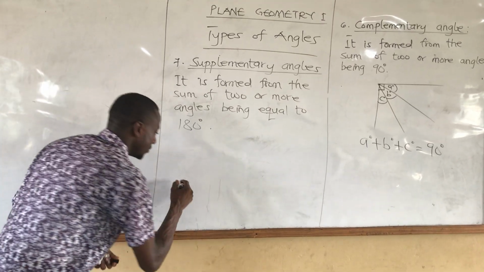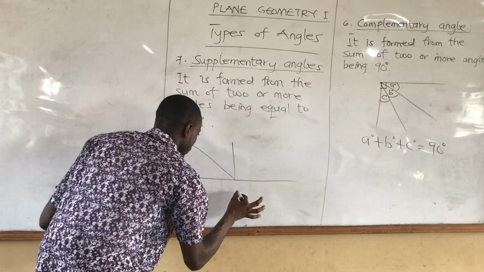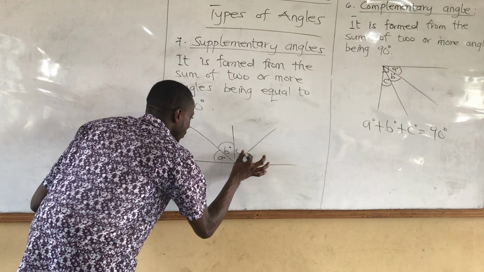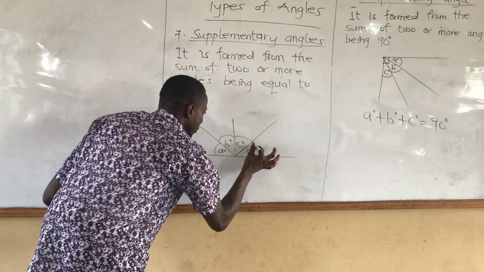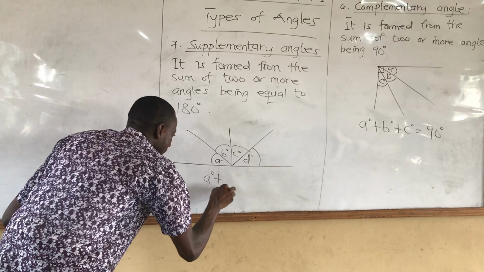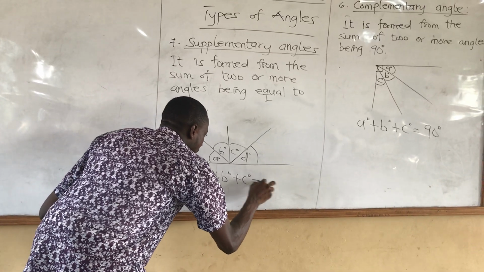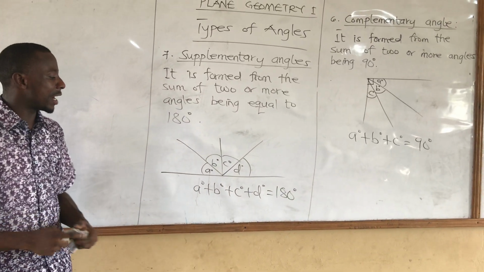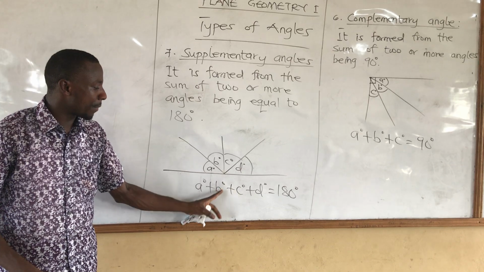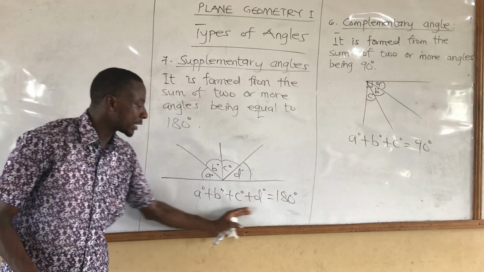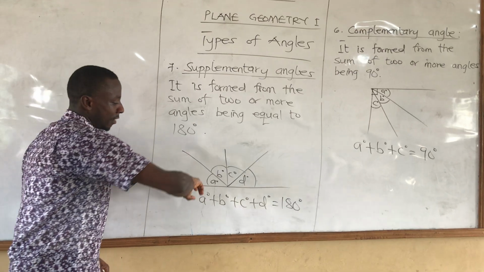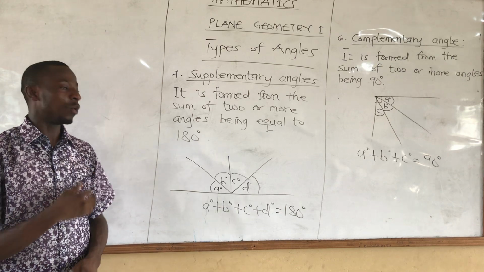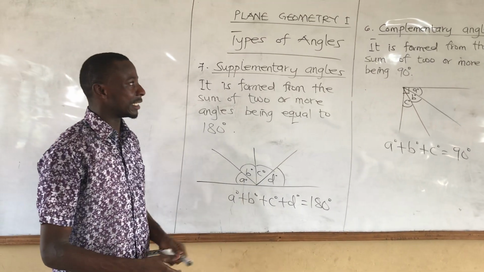Now let's look at this. So with supplementary angles, we realize that angle A plus angle B plus angle C plus angle D are all summing up to 180 degrees because they are on a straight line. And this is a straight angle, one of the types we just discussed.